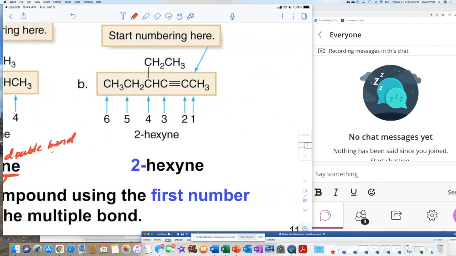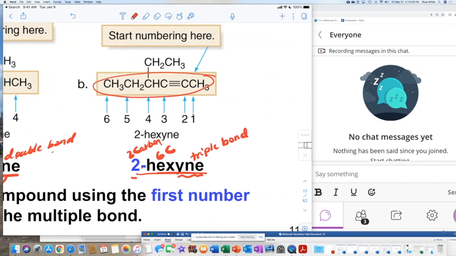And then here we're still dealing with the longest chain. Over here, once again, 1, 2. So the triple bond is assigned to the first carbon holding it, not the second one. So we see 2-hexyne. We have a triple bond in a 6-carbon long chain. The triple bond is on the second carbon. Okay, so this is describing this part right here.